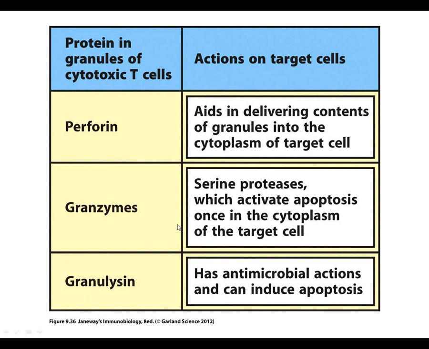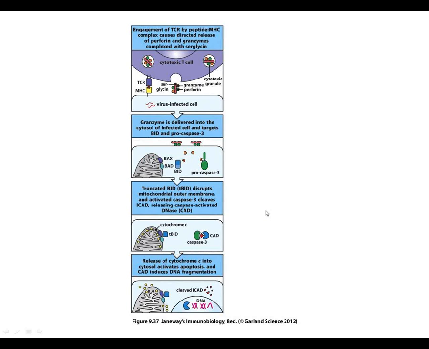So granzyme is actually what's going to induce apoptosis once it's in the activated cell. And then there's another one called granulysin, which actually has antimicrobial properties, and in high enough amounts it can also induce apoptosis. Now I don't know if that's physiologically relevant or if that's just something that's been noticed in vitro, but perforin and granzyme, I would say, are the two that I definitely need to know. So perforin delivers granzyme, which actually starts the process of apoptosis.